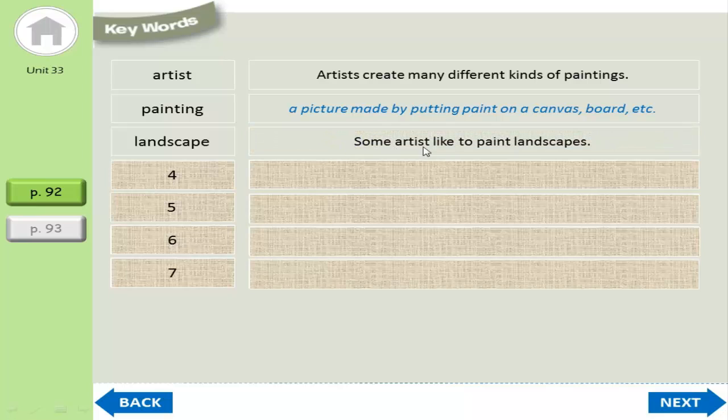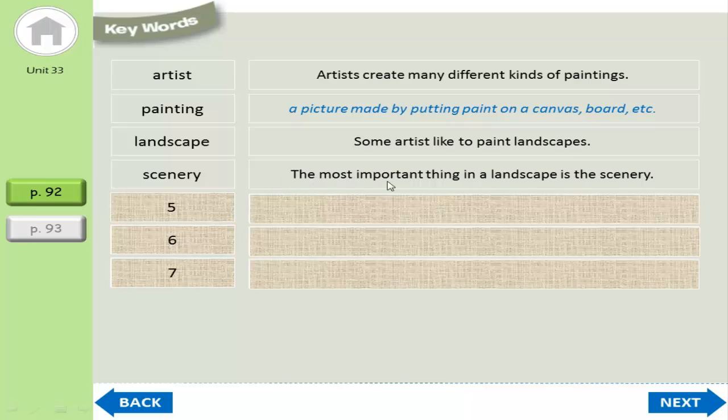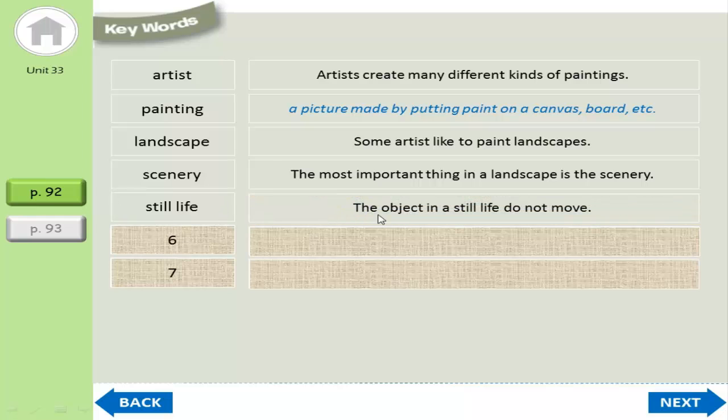Some artists like to paint landscapes. And we also learn the word scenery. The most important thing in a landscape is the scenery. And we also learn the word still life. The objects in a still life do not move.